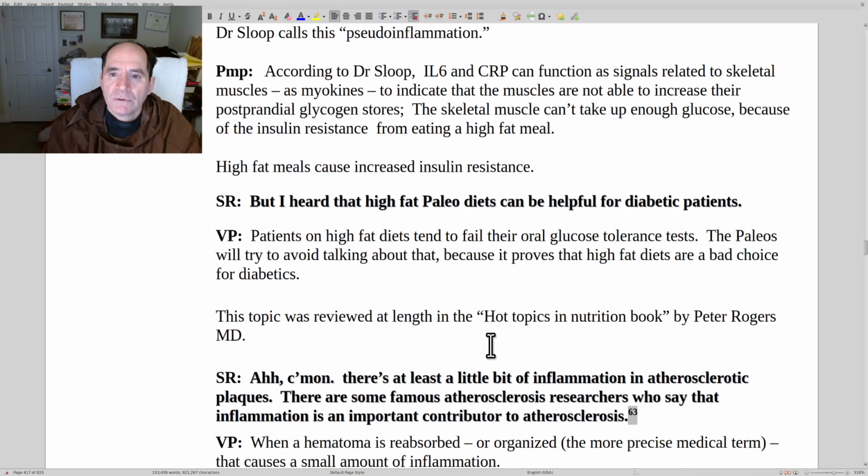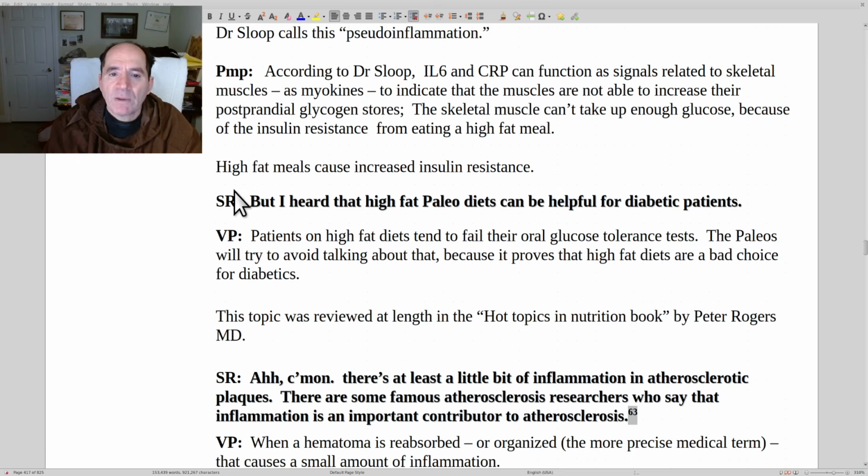Okay, according to Sloop, interleukin-6 and C-reactive protein can function as signals related to skeletal muscles, as myokines, to indicate they're not able to increase their glycogen as much as expected postprandial. Prandial means after eating. Okay, high-fat meals cause increased insulin resistance. We talked about that at length. Sat fat in particular inhibits complex 3 of electron transport. The best paper ever written on that topic is the Michael Brownlee paper, Unifying Theory of Diabetes Complications.